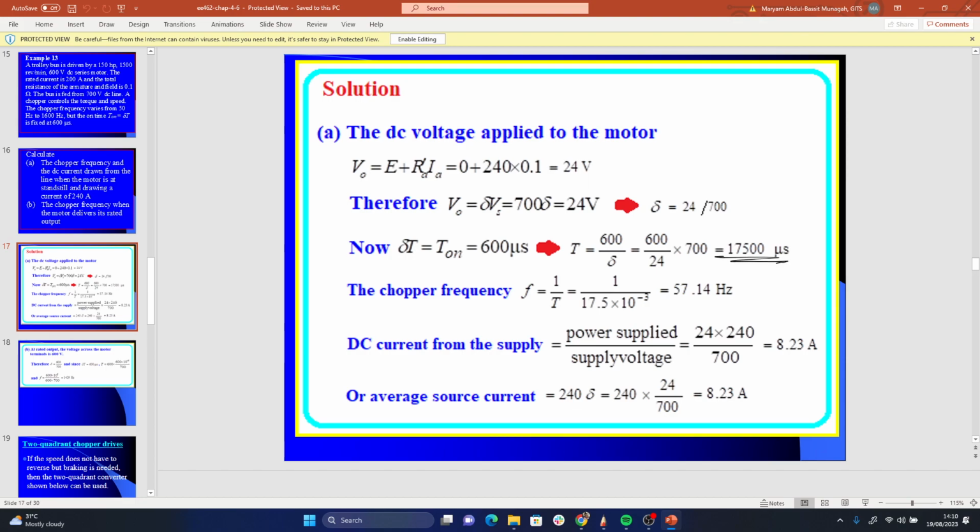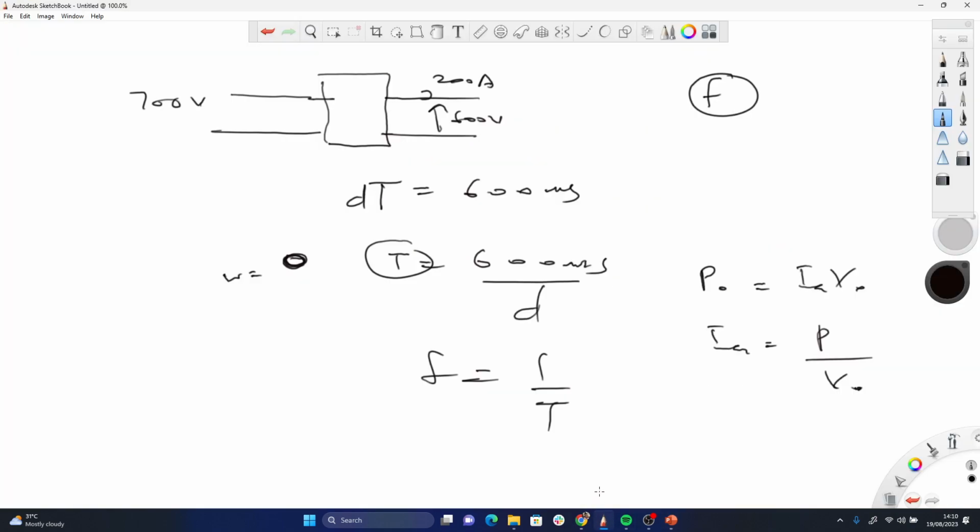Okay, so here you find the period, and can find the frequency as this, right? Find the current drawn from the supply here. Okay, the current IS, for sure. So I'm going to find the current drawn from the supply here. IS is delta IA, so that's it. Delta IA.